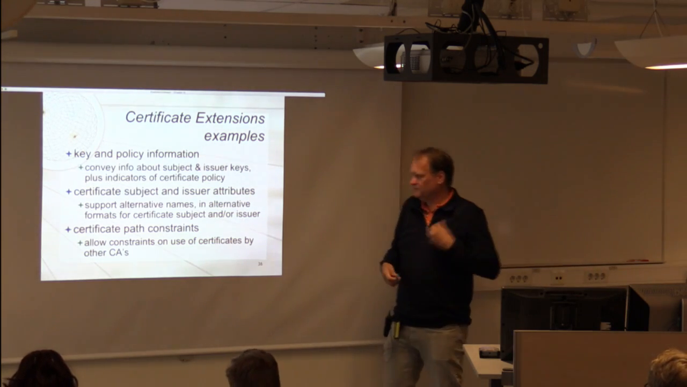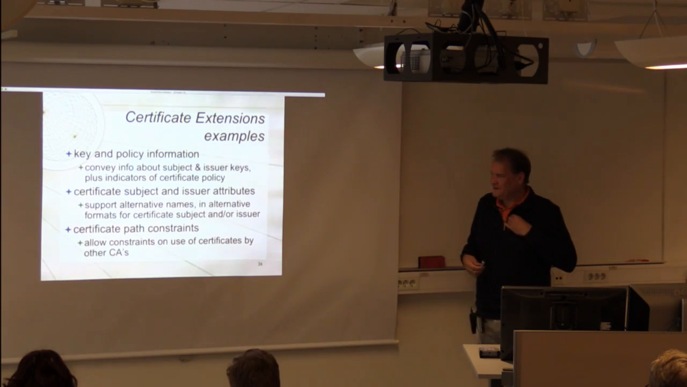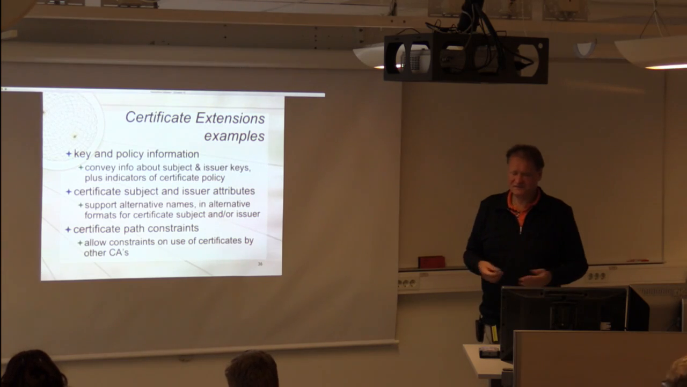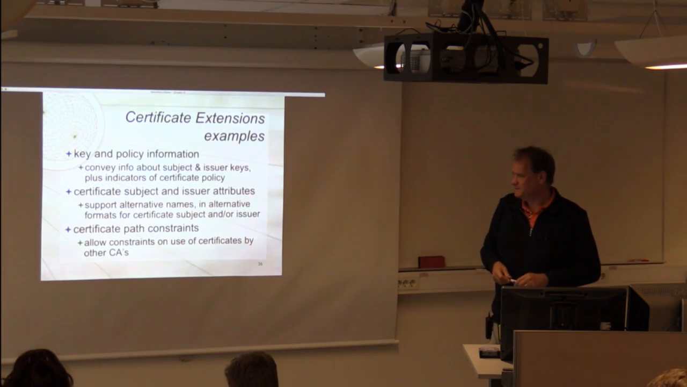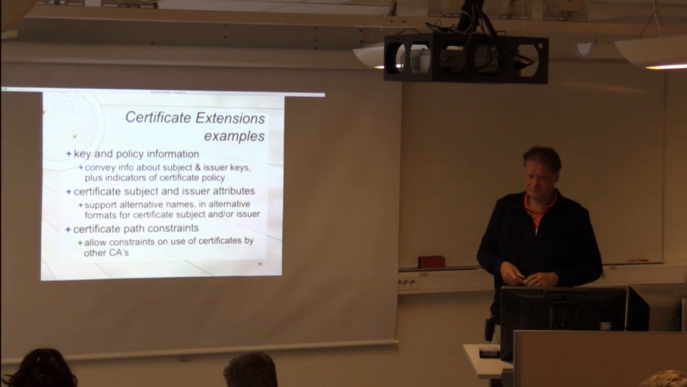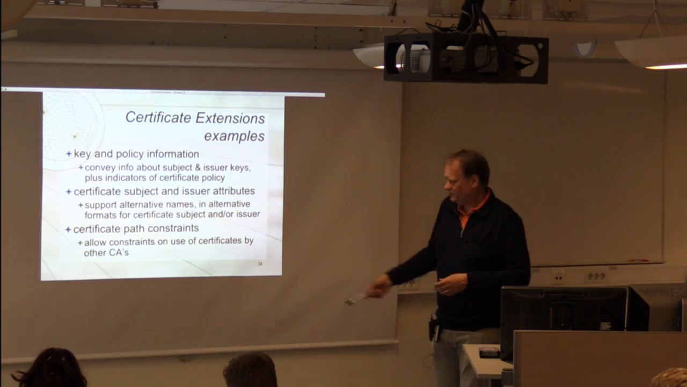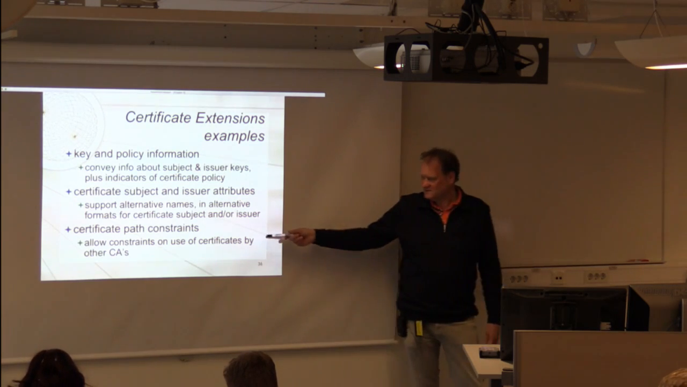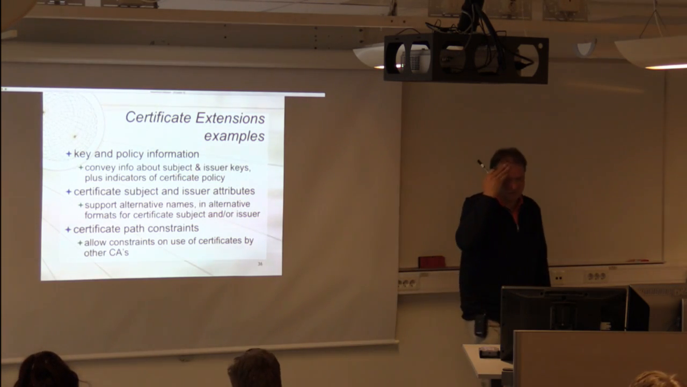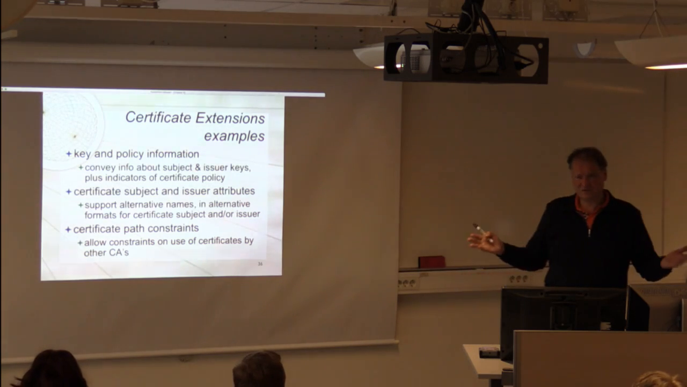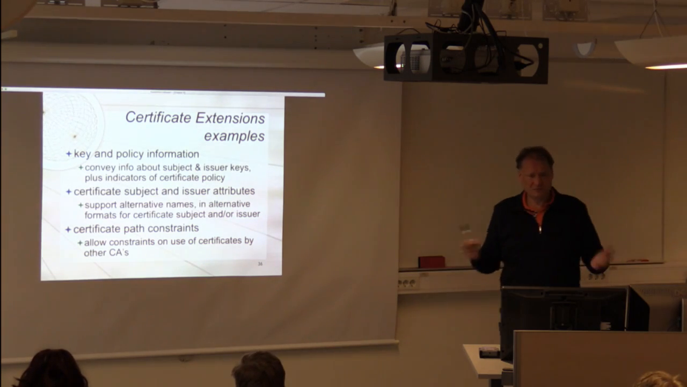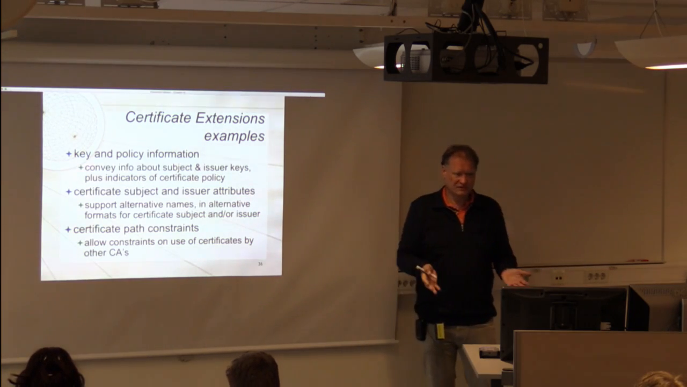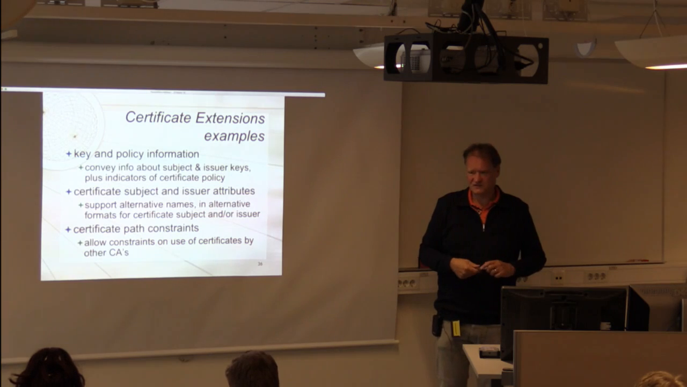Another one is called certificate subject and issuer attributes: alternative names, alternative formats to identify subject and/or issuer. And a third one, certificate path constraints. And this is a little bit of a reaction to what you brought up before, that we have lots of CAs and who can we trust? And here you can say that, well, we would only trust a few here. We will limit who we'll actually trust.